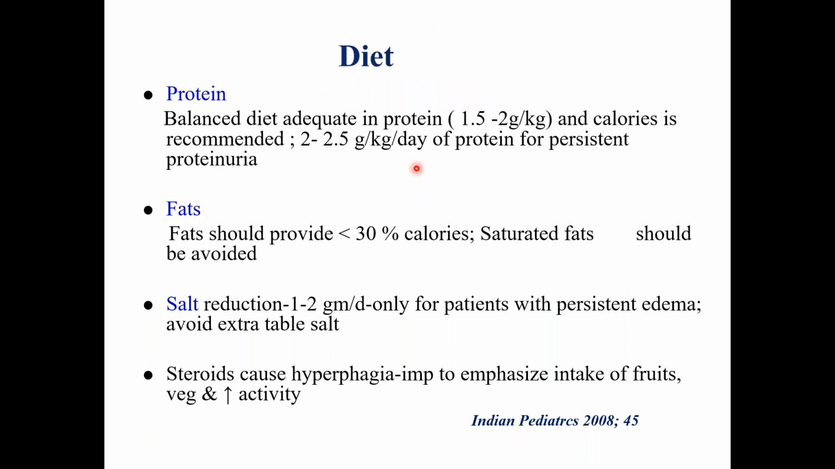So what diet should be recommended to these patients? Well, if they have protein losses, they should receive a diet which is high in protein. This is unlike adult nephrotic syndrome, where you actually recommend protein restriction to prevent progression of the disease. But in the pediatric age group, the persistent loss of protein can predispose to malnutrition and cause growth failure. Therefore, these patients require higher amounts of protein, especially when they are having proteinuria. But fats should be restricted to less than 30% of the calories, and saturated fats should be avoided.